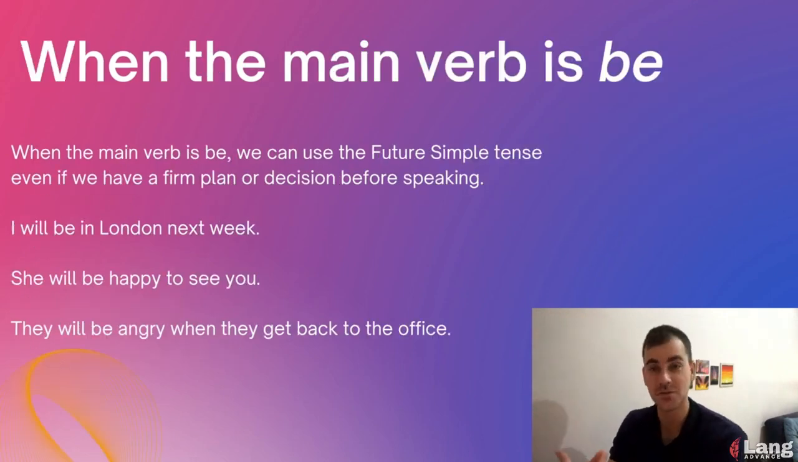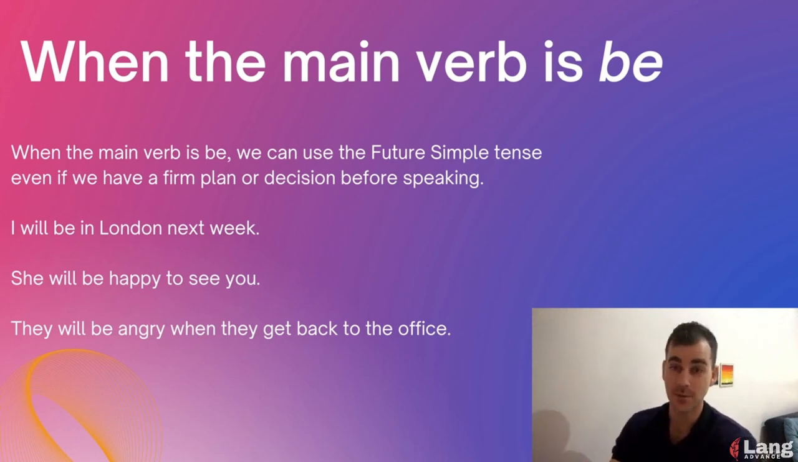We also use the future simple tense when the main verb is to be. When the verb is be, we can use the future simple tense even if we have a firm plan or decision before speaking. I will be in London next week. She will be happy to see you. They will be angry when they get back to the office.